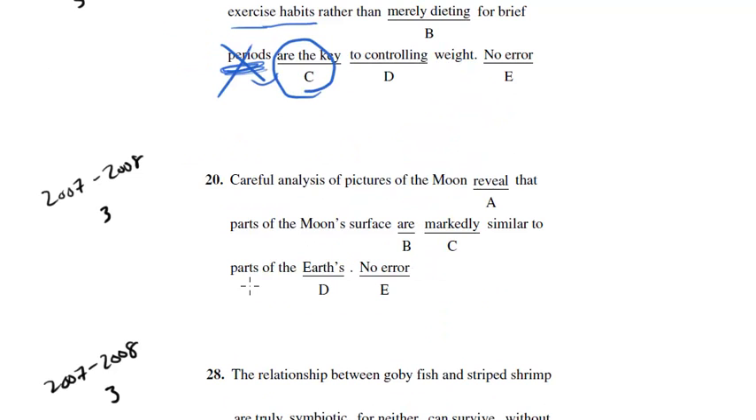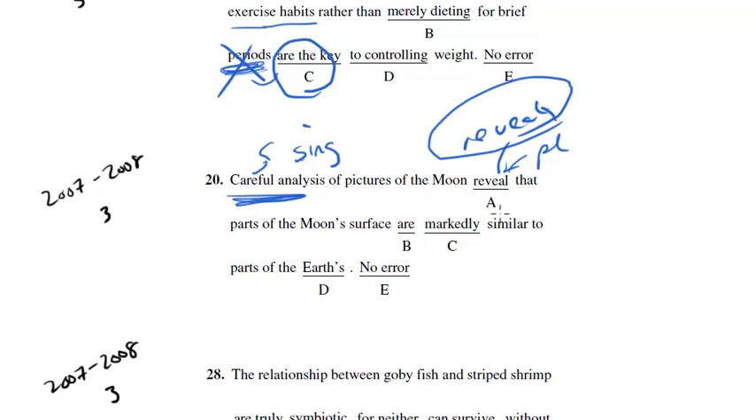Let's look at number 20. Careful analysis of pictures of the moon reveal that part of the moon's surface are markedly similar to the parts of the Earth's. Again, let's go through the choices. A is another verb. Is it a subject-verb disagreement error? Careful analysis of pictures of the moon reveal. Reveal here is plural. What is the subject? It's careful analysis. It's that analysis that reveals the parts of the moon. So careful analysis is singular, and reveal is plural. This should be reveals. Careful analysis reveals that part of the moon's surface, and so on. So the answer to this one is A, subject-verb disagreement.